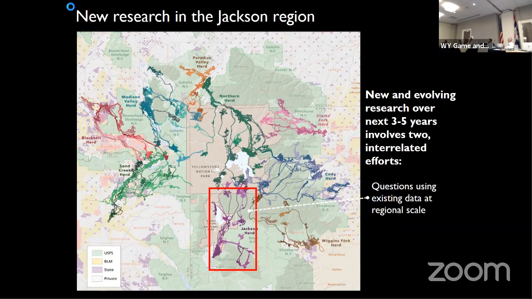Together we established a 5-year partnership to better understand basically the recolonization of wolves into the southern Greater Yellowstone, or that portion of the southern Greater Yellowstone ecosystem. I'll show you in a minute.